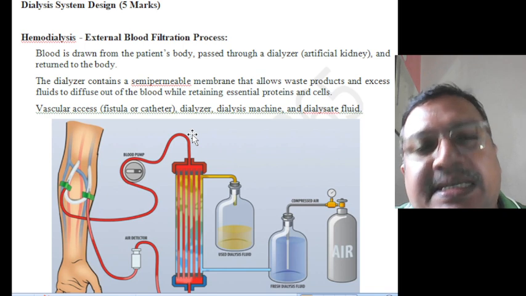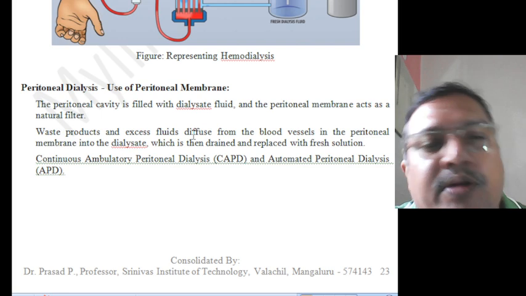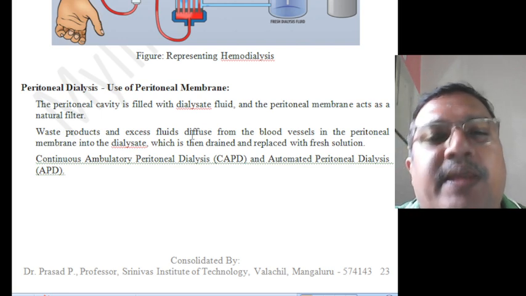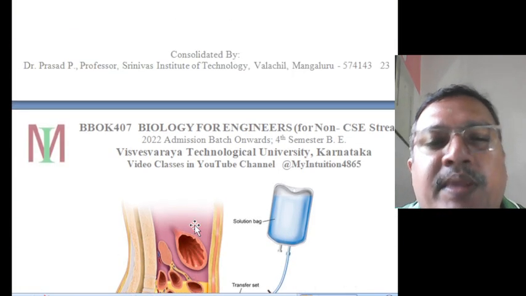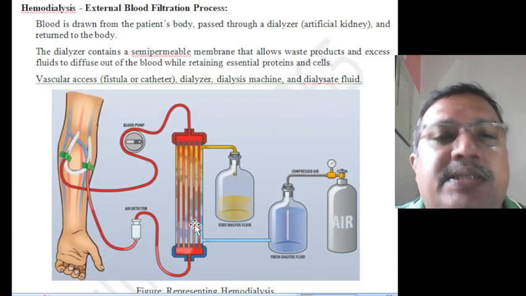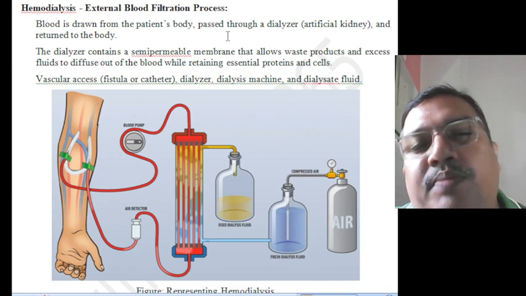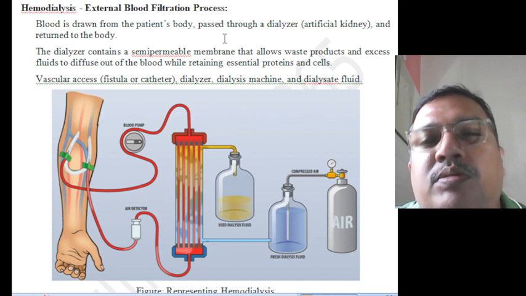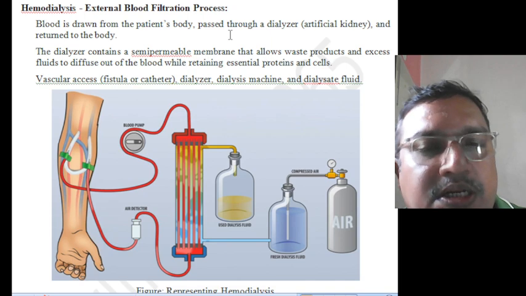Hemodialysis is the external blood filtration process, whereas peritoneal dialysis uses the peritoneal membrane of our body, our stomach itself, for the filtration. Hemodialysis is the external one, where blood is drawn from the patient's body through a dialyzer, which is also called an artificial kidney.